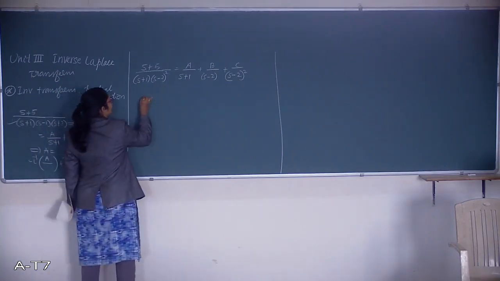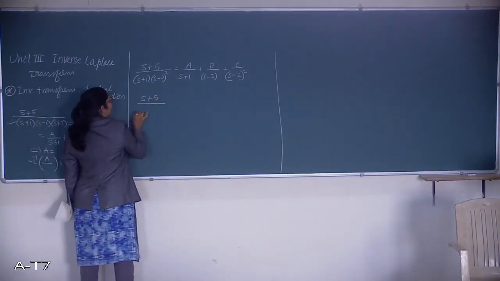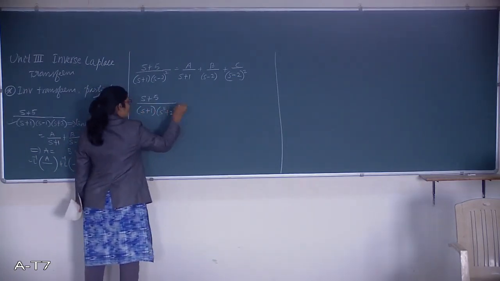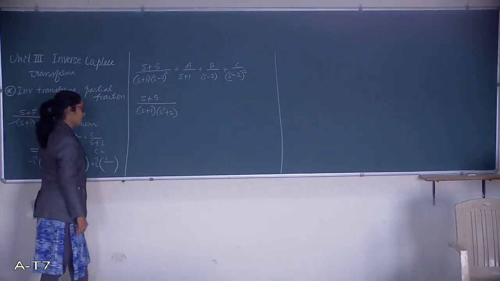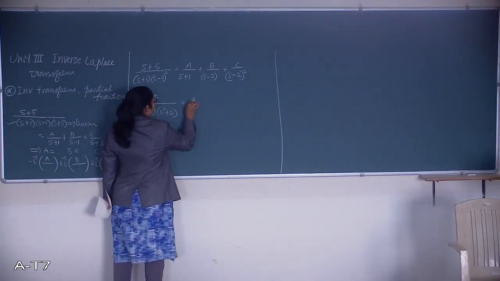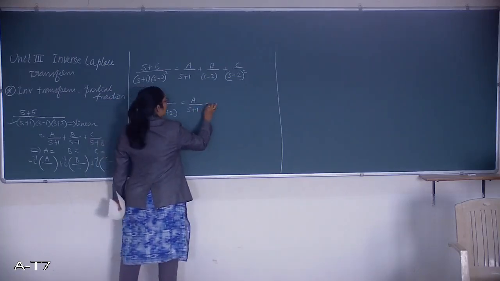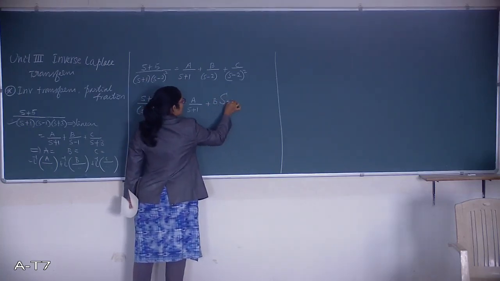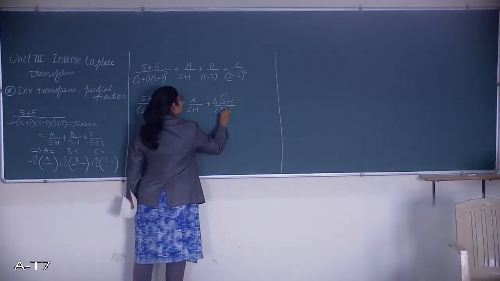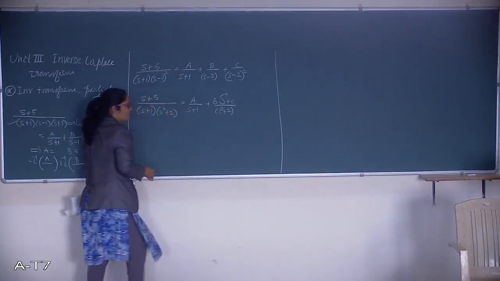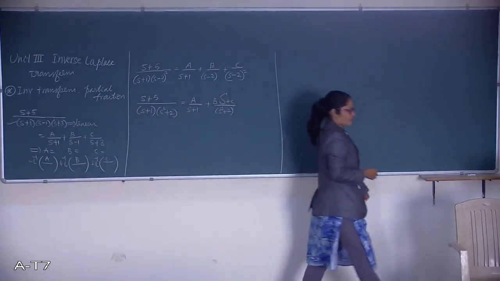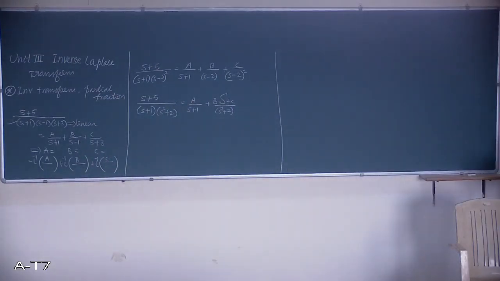Then the third one, a non-factorizable bracket. In that case, we write A upon s plus something, and the second term as a linear numerator over the quadratic. Again the working for A, B, C will be the same. Based on this concept, we will be solving a few simple sums here.